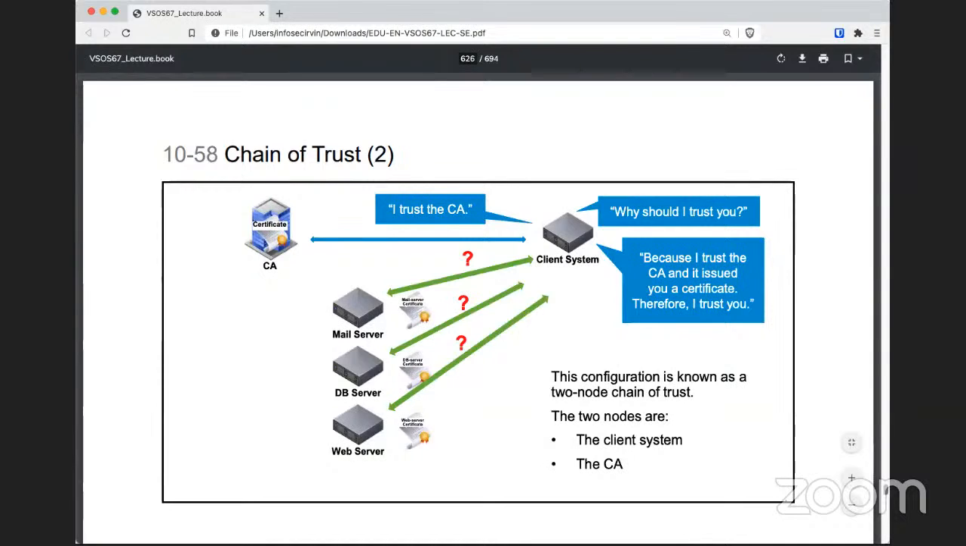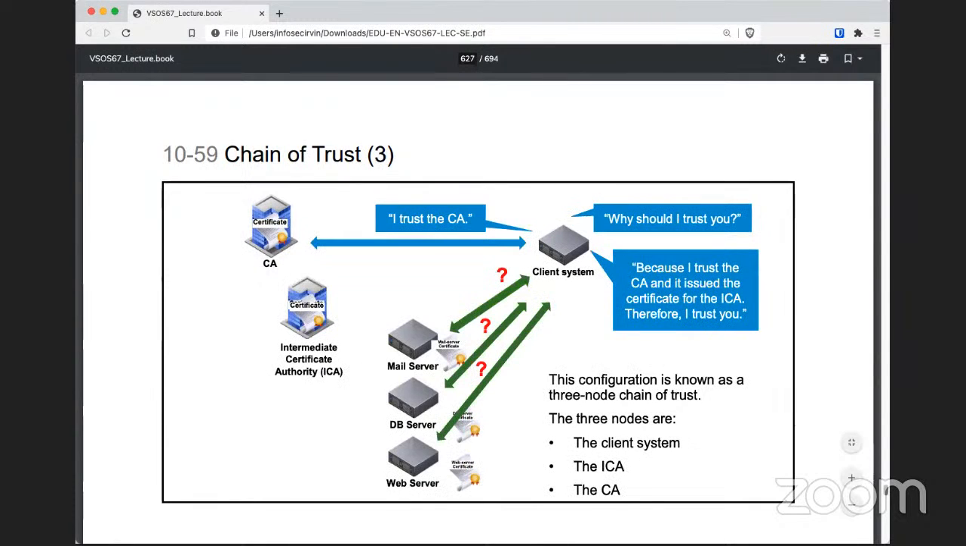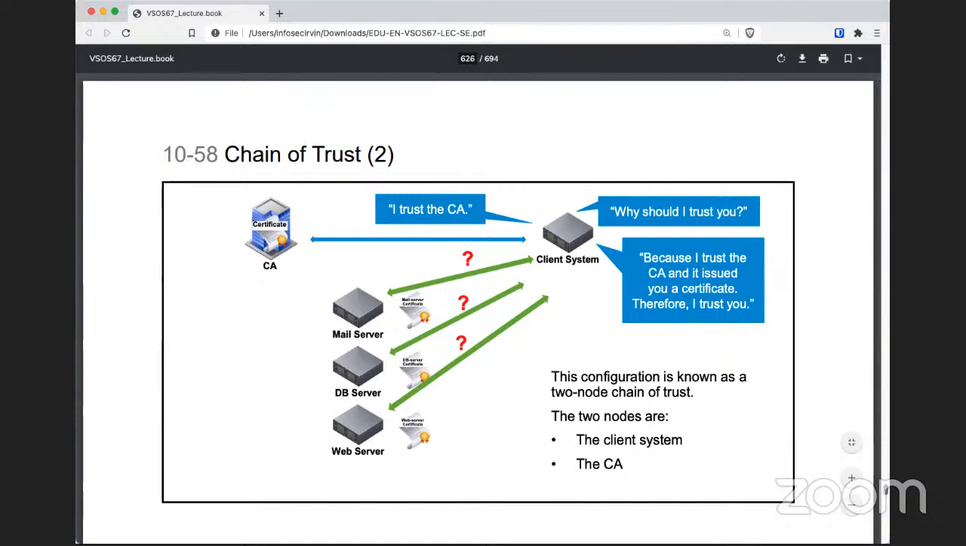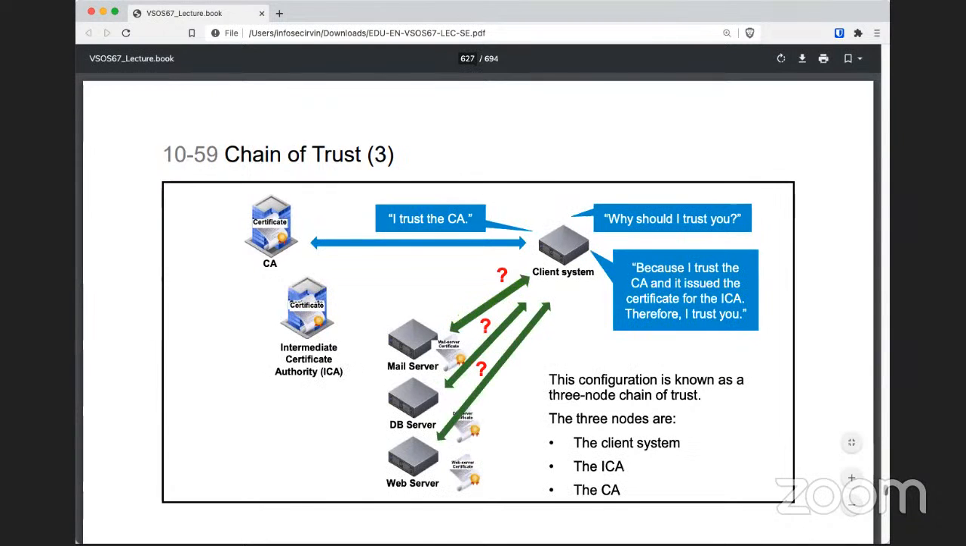Here's the process of that chain of trust, where you have an outside certificate authority like Let's Encrypt, and the client system who trusts that, and then through that they can create subsequent certificates and share with each other. This is a 2-node chain of trust. This is a 3-node chain of trust, where you have an intermediate just in case.